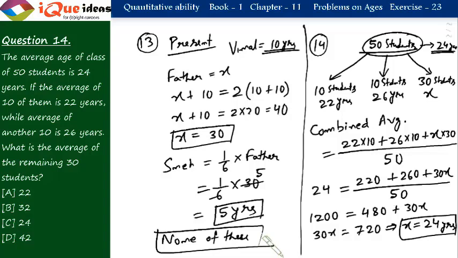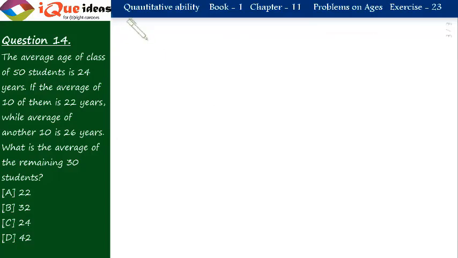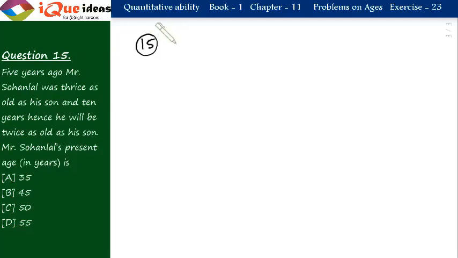Okay. Now let's take up the next question, question number 15. It says 5 years ago, Mr. Sohan Lal was thrice as old as his son, and 10 years hence he will be twice as old as his son. Right? So let's assume that the father's, Mr. Sohan Lal's present age is X and the son's age is Y.